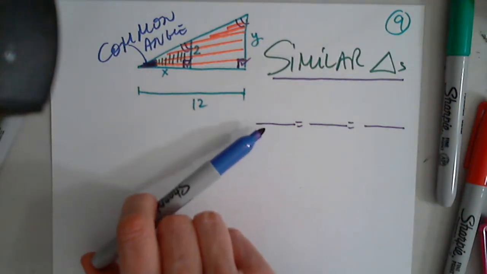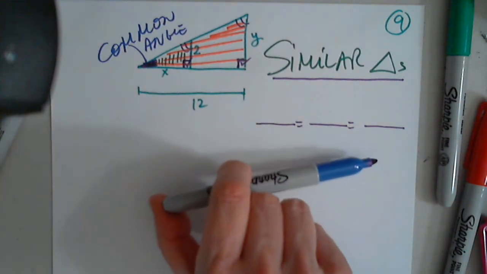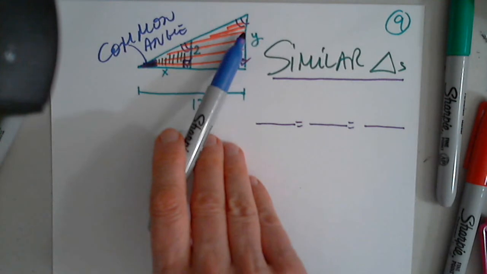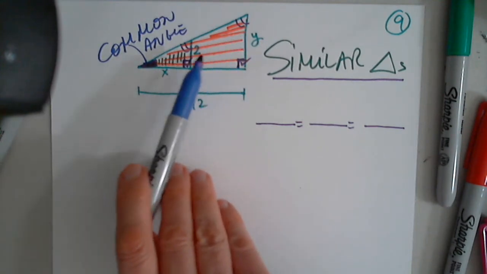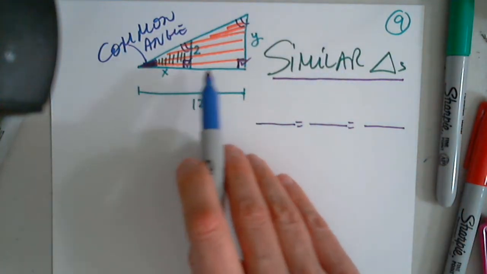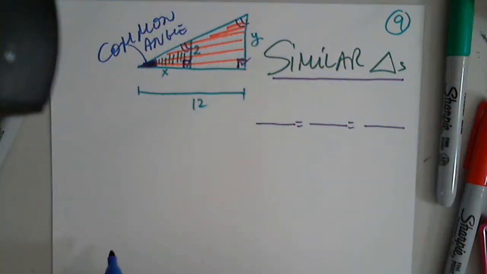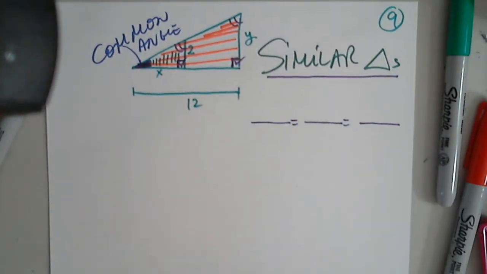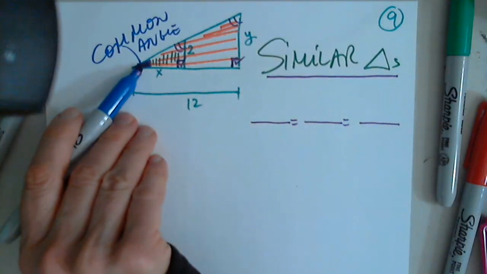So we are talking now about the sides of the triangles. We already showed that the two triangles, the small one and the big one, are similar because all their angles are congruent. But now we want to write proportions with their sides. We start with a common angle.